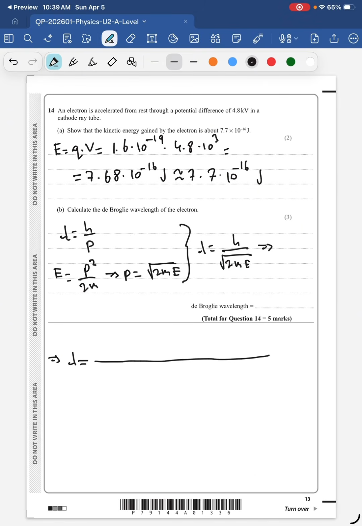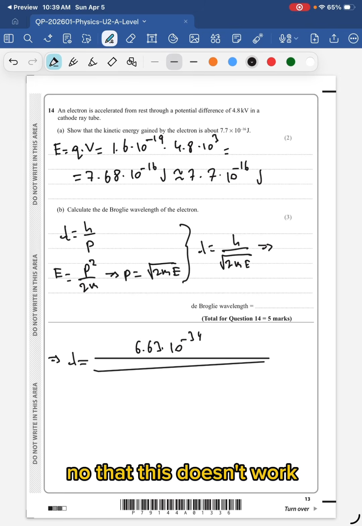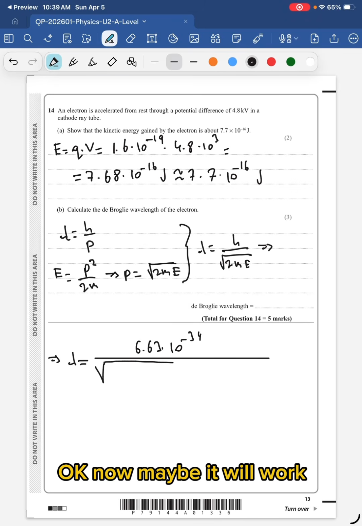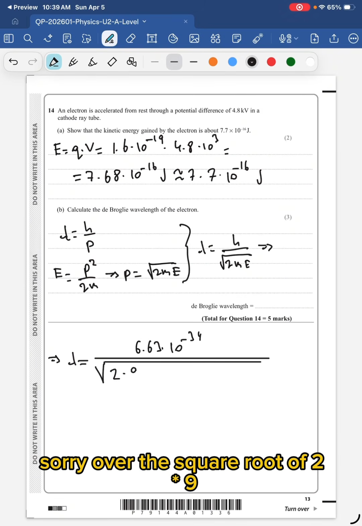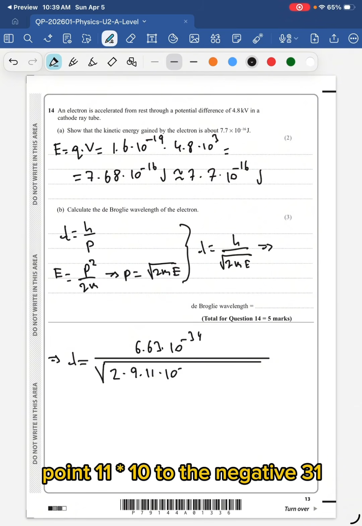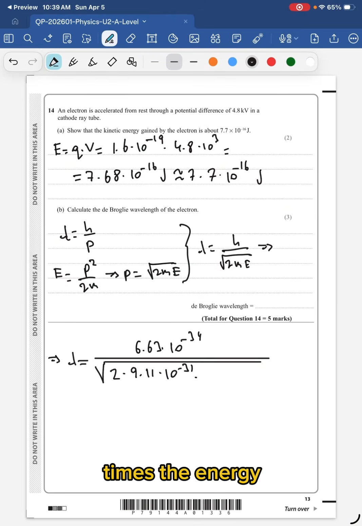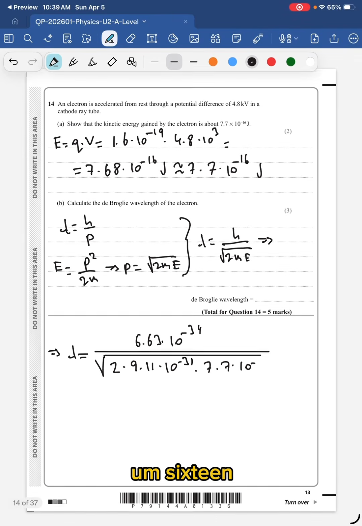Okay, so lambda is 6.63 times 10 to the negative 34 over the square root. No, this doesn't work. I tried to make it pretty, but okay. Okay, now maybe it will work. Okay, there you go. Over the square root of 2 times 9.11 times 10 to the negative 31, which is the mass of one electron, right? Times the energy, which we will plug in as 7.7 times 10 to the negative 16.